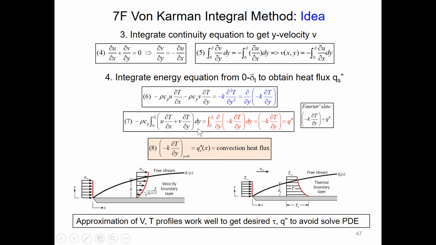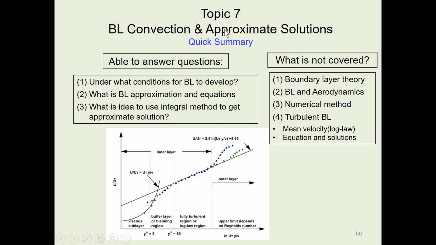From this introduction of the idea of using the integral method, you can see it is very clever to use the approximation of a velocity and temperature profile to get desired friction and convection heat rate, and this process avoids solving the partial differential equation. At this point, we covered topic 7. You're expected to answer questions 1, 2, and 3.